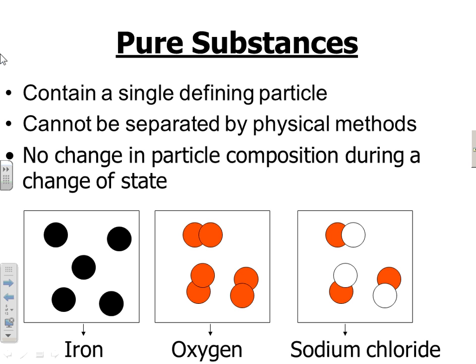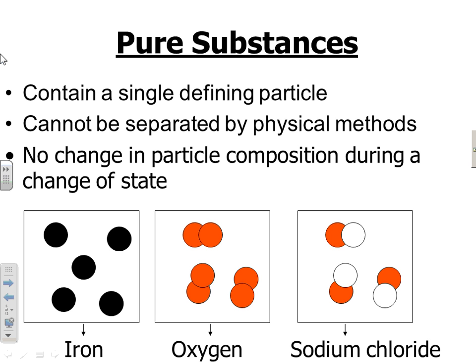Okay. Now to pure substances. Pure substances contain a single defining particle. They contain one particle that makes it what it is. They cannot be separated by physical methods. So you cannot break these pure substances apart by physical methods. You need a chemical reaction. There is no change in the particle composition during the change of state. When something is melting or freezing, and we learned that the last day, if it's a physical change, the particles stay together. So here are some examples of some pure substances.